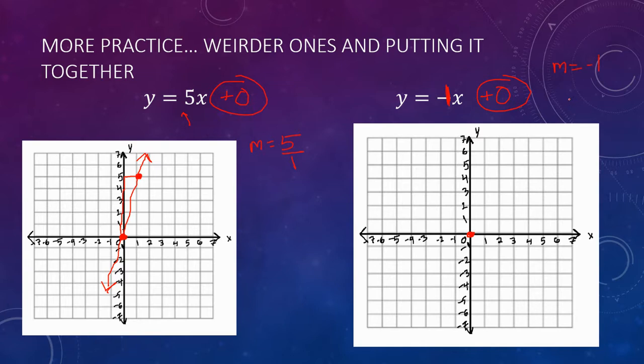Change that into a fraction. Okay, -1/1. Keep the negative with the numerator. Change that into directions. Okay, that should be down 1 and to the right 1. The denominator is always to the right. I'm going to go down 1 and to the right 1. My next coordinate is at 1, -1.